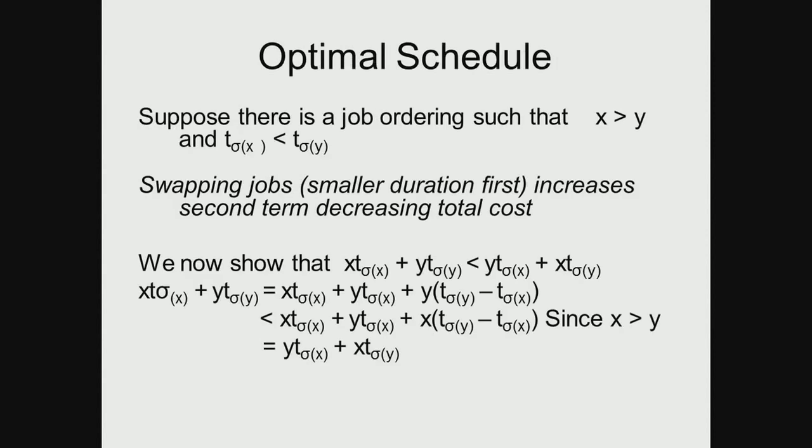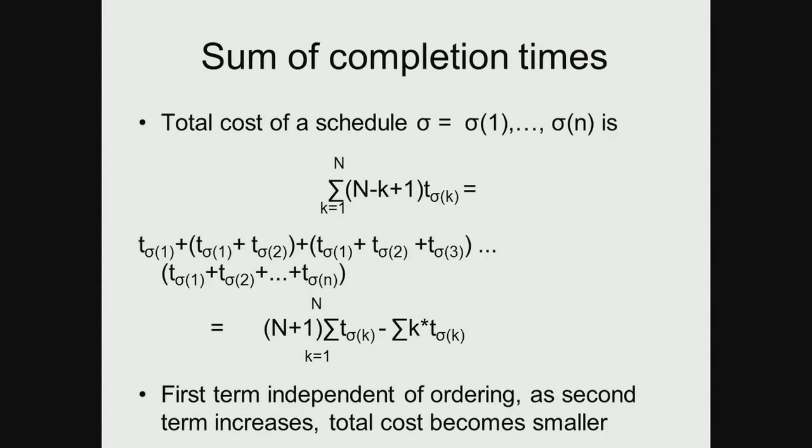As a consequence of this, it is clear that if we start off with an arbitrary ordering and if we identify a pair of jobs at sigma of x and sigma of y with the property that sigma of y is later than sigma of x, and the time taken by the job scheduled at sigma of y is more than the time taken by the job scheduled at sigma of x, and we exchange these two jobs, the contribution to the second term in the sum of completion times reduces, and therefore, we have a new schedule whose sum of completion times is strictly smaller.